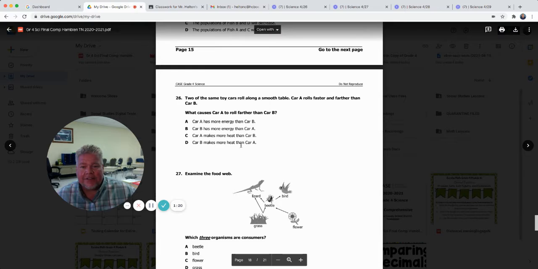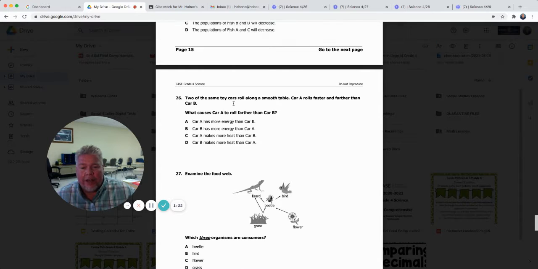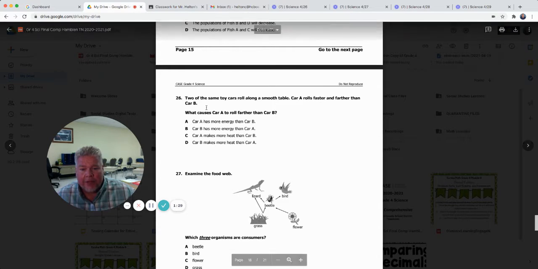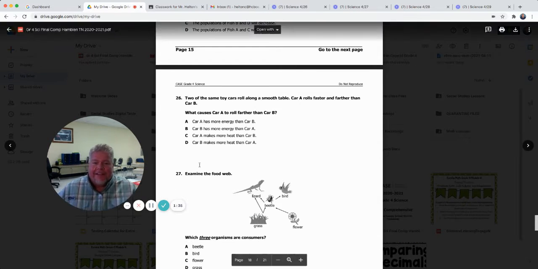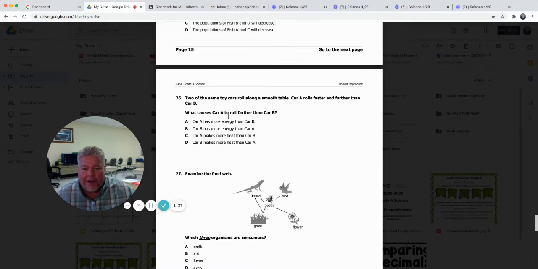Number 26, two of the same toy cars roll along a smooth table. Car A rolls faster and farther than car B. What causes car A to roll farther than car B? Okay, so what causes it to roll farther? Well, it goes farther because it has more energy, right? Car A rolls faster and farther because it has more energy. So that's A. B has more energy? No, or it would go farther. A makes more heat? That doesn't even make sense. 26 is A.